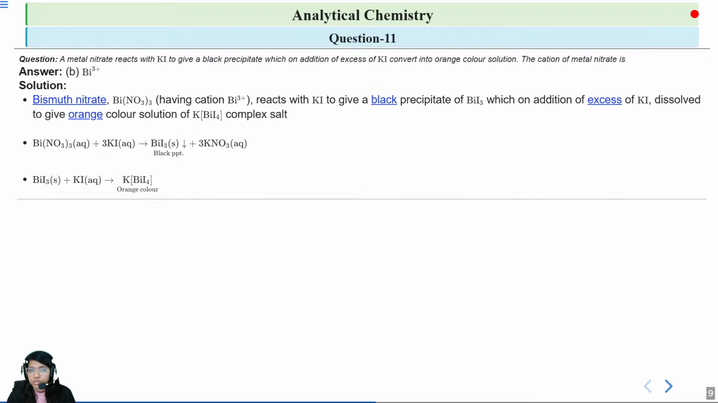Here we have another reaction. This reaction shows that the black precipitate of BiI3 dissolves in excess of KI, that is potassium iodide, to form a complex ion, resulting in an orange color solution. This behavior is unique to bismuth 3+ and confirms that the cation in the nitrate is Bi3+, bismuth 3+. So bismuth triiodide reacts with potassium iodide in solution to form potassium tetraiodobismuthate(III), which has an orange color. This indicates a complexation reaction where KI provides iodide ions to form the complex ion KBiI4.